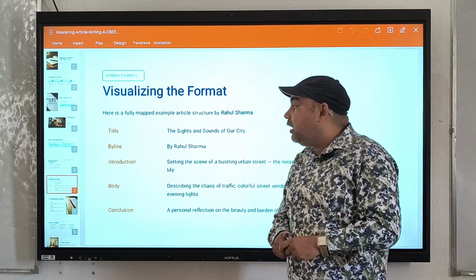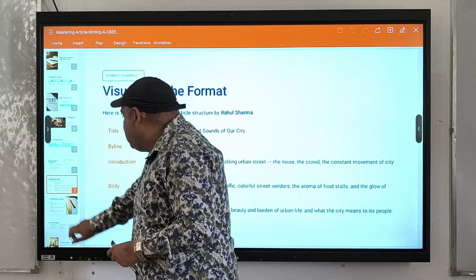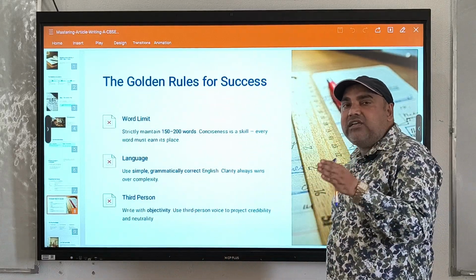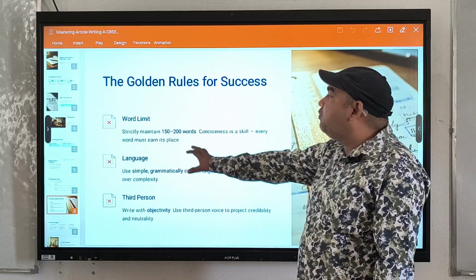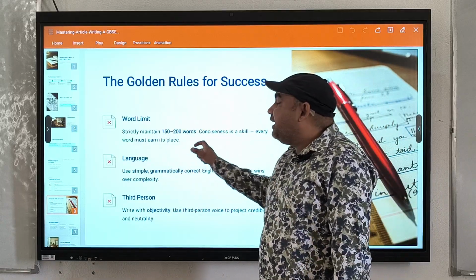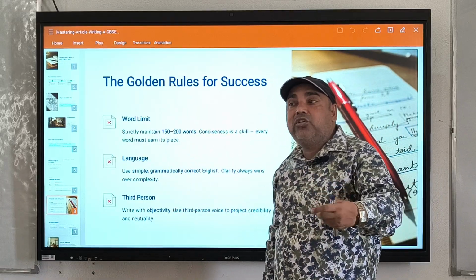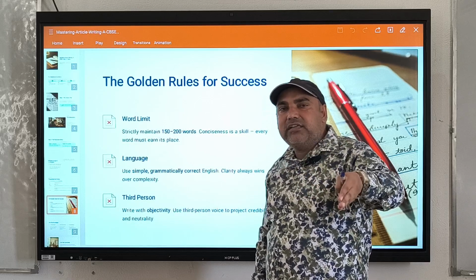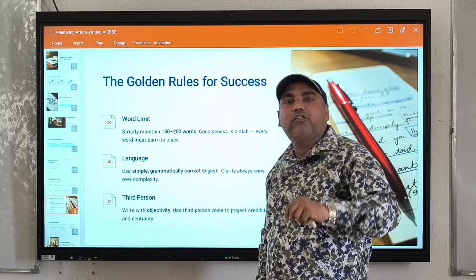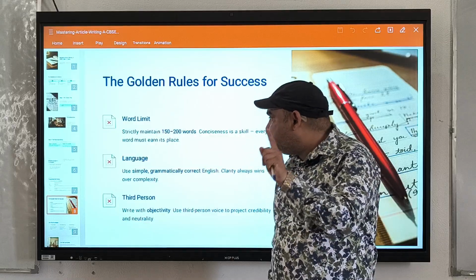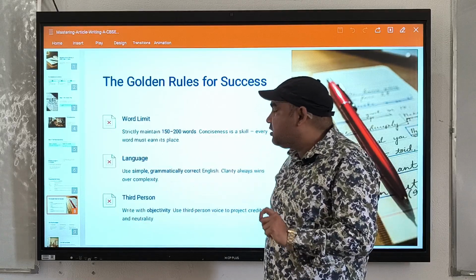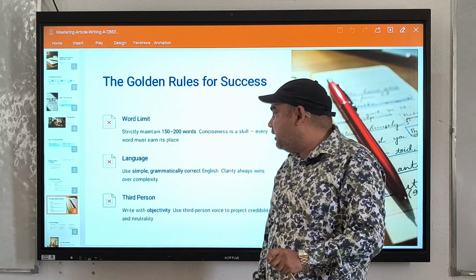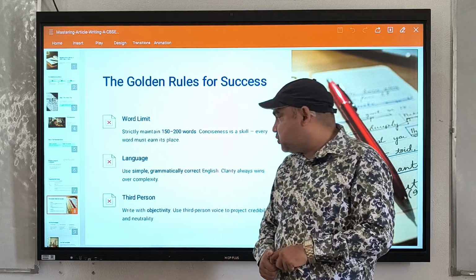Now, the golden rules for success. It means in which way we are going to use that. What about the word limit? Strictly maintain 150 to 200 words. Don't try to exceed the word limit, because the more you write, the more mistakes are committed from your side. Always keep this in your mind. Language: it must be simple, lucid, clear, and grammatically correct.